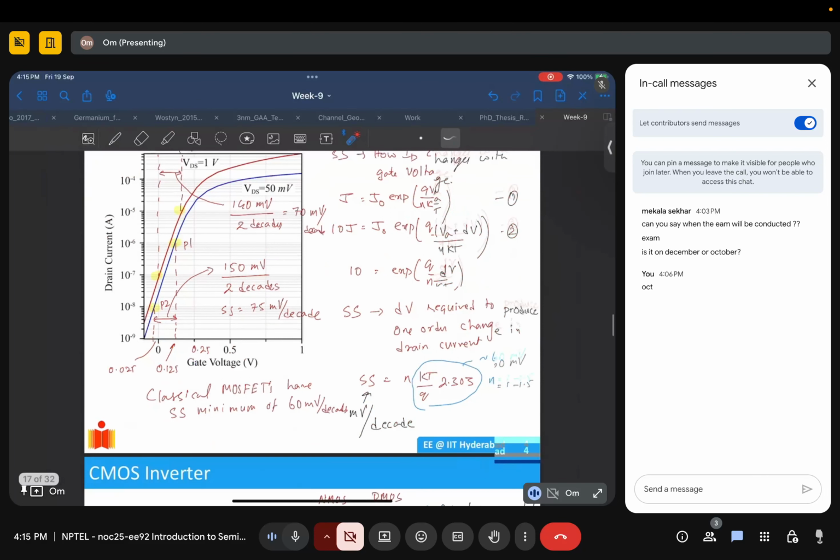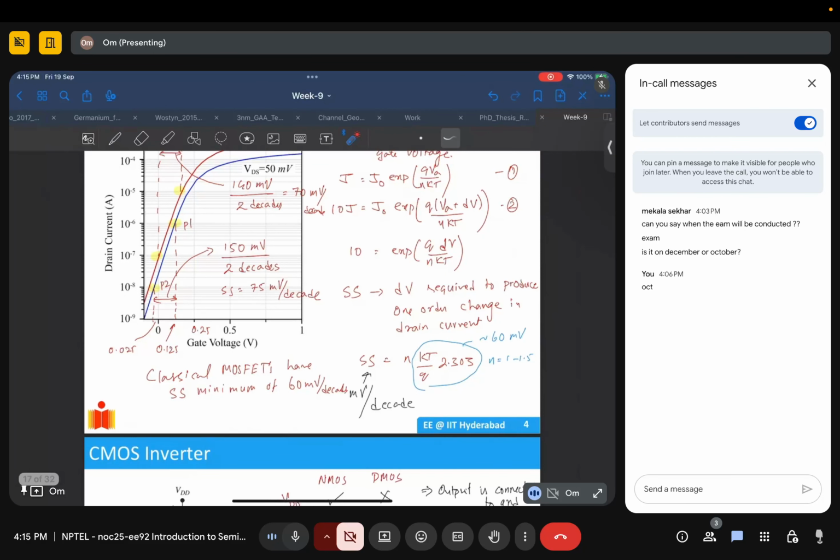By definition, the subthreshold swing is formulated as n kT by q into 2.303, and this minimum n is 1. It cannot be lower than 1. So this comes out to be 60 millivolt per decade. What it means is, for one decade change in current, let's say from 10 to the power minus 7 to 10 to the power minus 6, you need a minimum 60 millivolt voltage change. This is the theoretical limit at 300 Kelvin temperature.